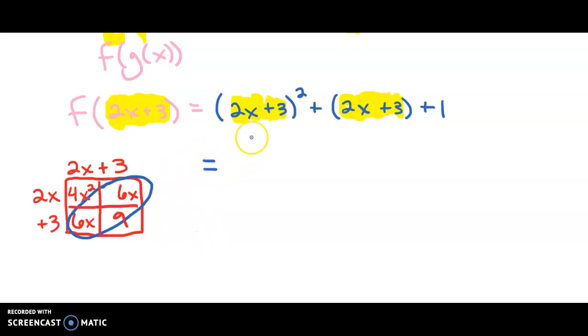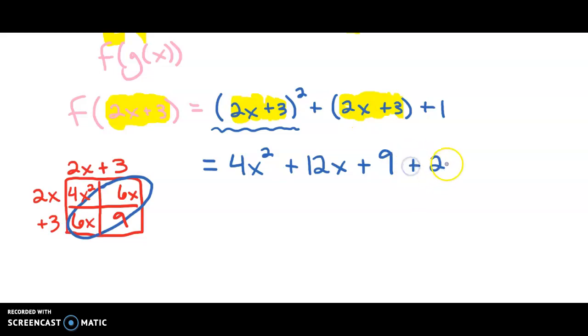And so when we do (2x plus 3) squared, we get 4x squared plus 6x plus 6x, which is plus 12x, plus 9, that is all from my area model, and that takes care of this, plus 2x plus 3, plus 2x plus 3, which is this part, and then plus 1, which is the last term in my function. Now I can go ahead and combine like terms. Life is good. I want you to tell me, what is f of g of x?